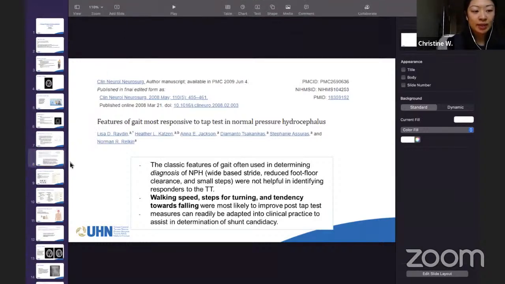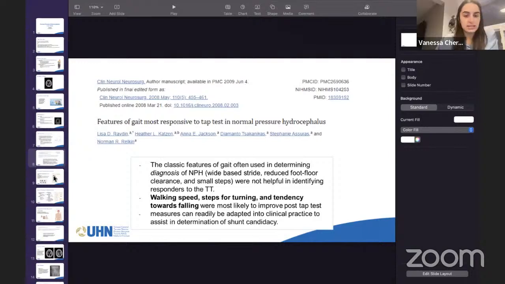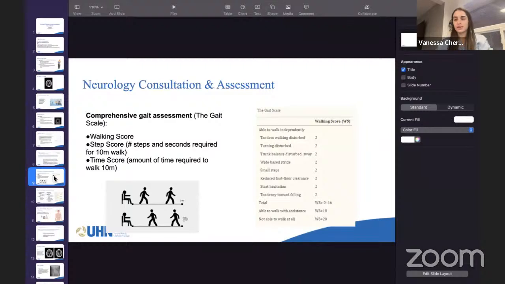I'll turn it over to Vanessa to talk a little bit more about the diagnostic subjective and objective assessment for the post-TAP test. Thanks, Christine. So, as part of the referrals, as Christine mentioned, we would make a referral for these patients to a neurologist, a neurology team as well. And they will perform many different tests on these patients.